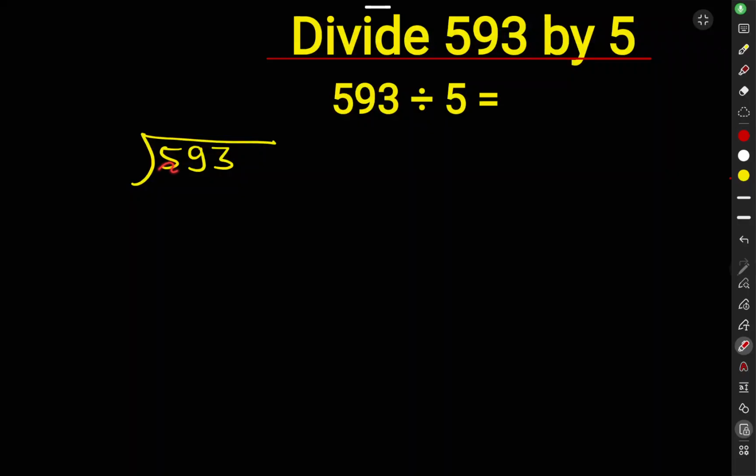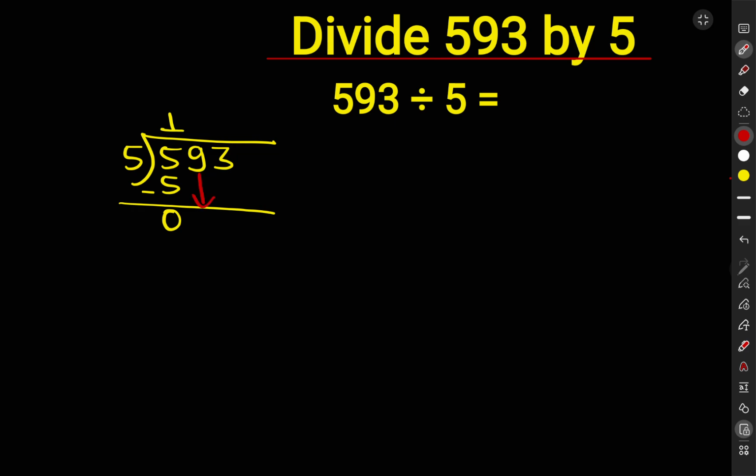We divide 593 by 5 in a long division method. 5 times 1 is 5. On subtracting, we get 0.